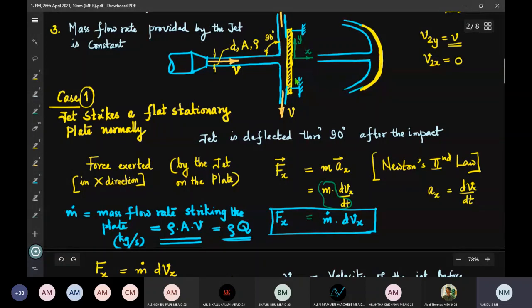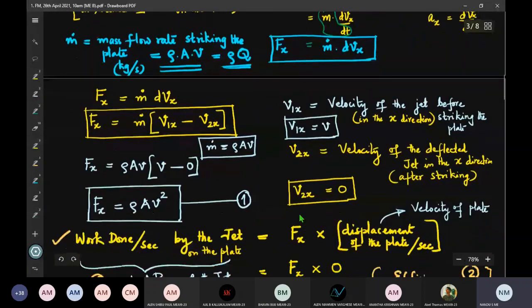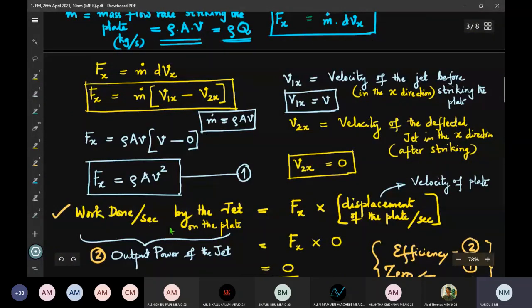So here u is 0. u is 0 means what? The plate is not moving. So since the plate is not moving, see what is the work done? Work done per second by the jet on the plate. That is Fx into displacement of the plate per second. You know, work done is force into displacement.